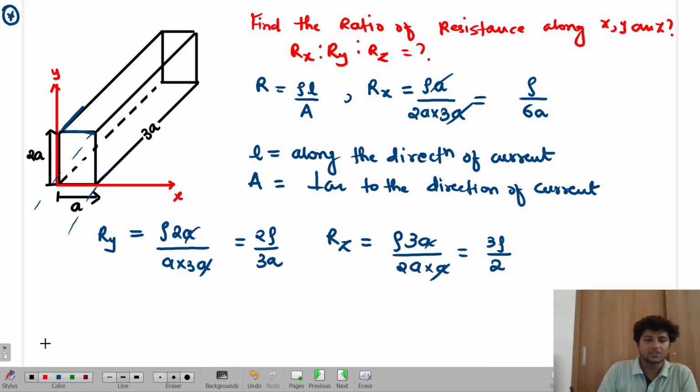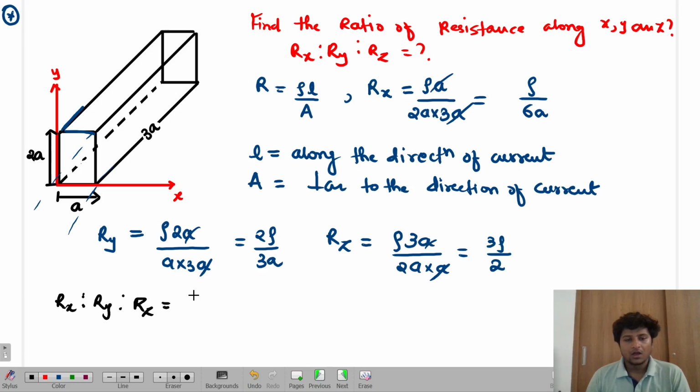So basically the ratio Rx is to Ry is to Rz is how much? Simple. Rho by a will be the same, so I can write it directly: 1 by 6 is 2, 2 by 3 is 2, 3 by... Are you able to get me or not? So what is your net resistance then? What will be the net equation?